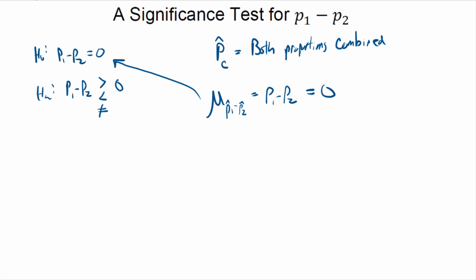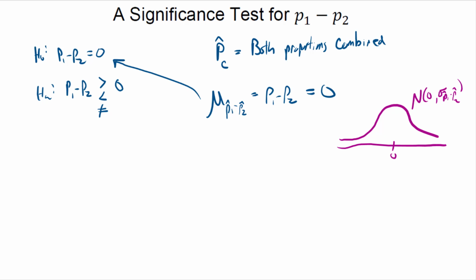So when you're drawing out your picture, that's what you're going to have. You're going to have your normal curve, your 0 for your mean, and then your standard deviation of your p1 hat minus p2 hat, which you will calculate as we did in our do part. And then also label 0, and you can put whatever value you get for your z-score there.